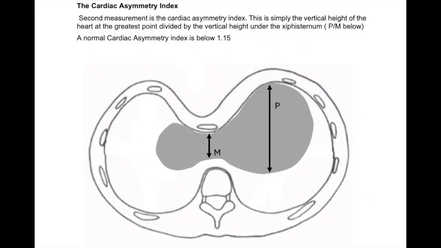The second cardiac measurement is called the cardiac asymmetry index. This is basically how circular is your heart. If your heart's a proper circle, this will be 1. It's also a very simple measurement. You only need one more measurement, which is P in the diagram, which is the highest vertical point of the heart, usually the ventricle, from front to back of the cardiac structure.